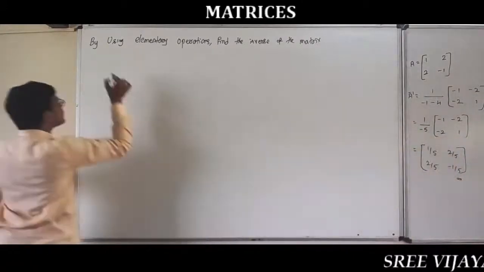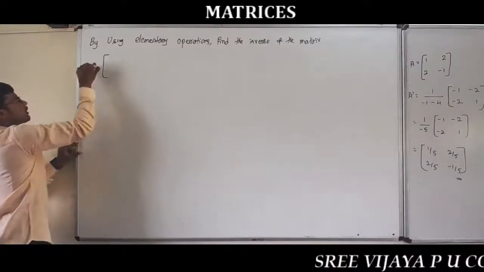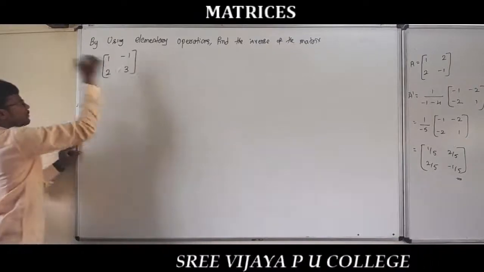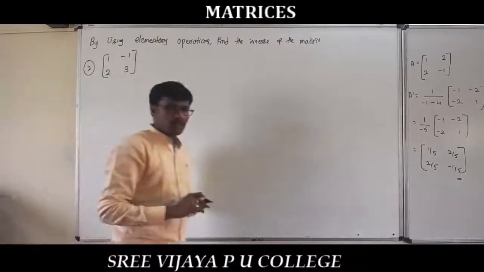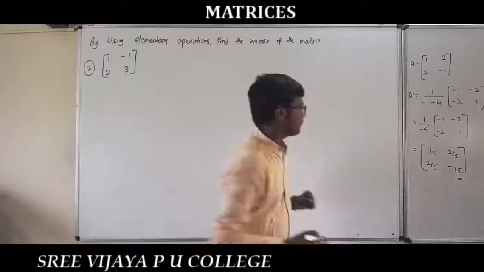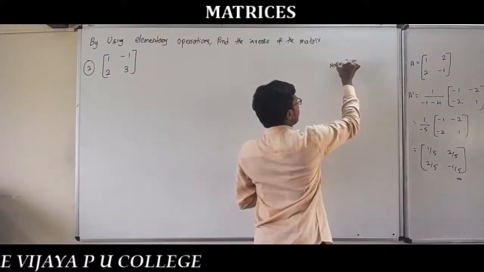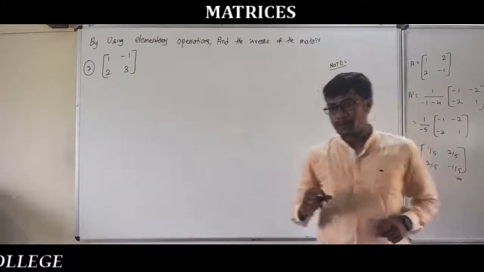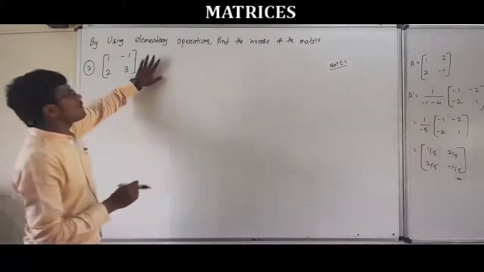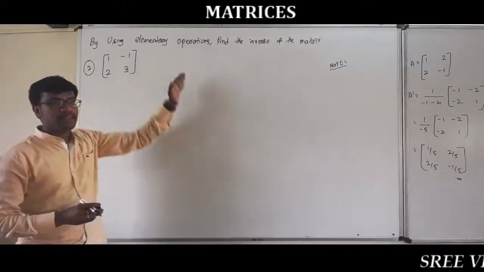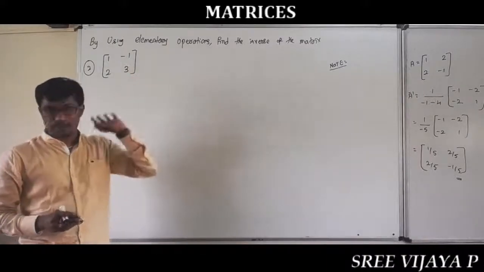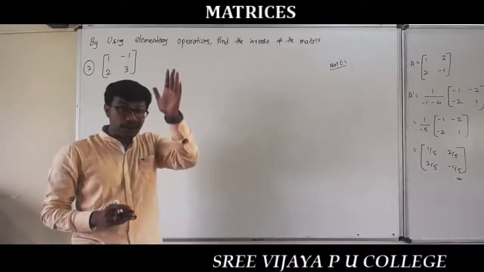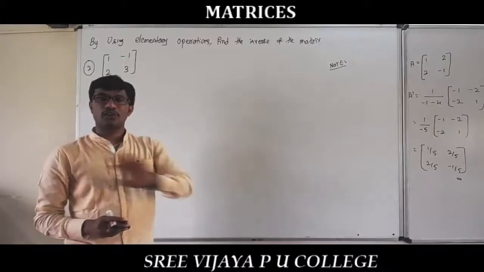1, minus 1; second row, 1, minus 1, 2, 3. Now in this, one small note point. What is this note point? If you are finding the inverse of a matrix and applying a sequence of row operations or column operations, if you get zeros in an entire row or entire column, the inverse will not exist.